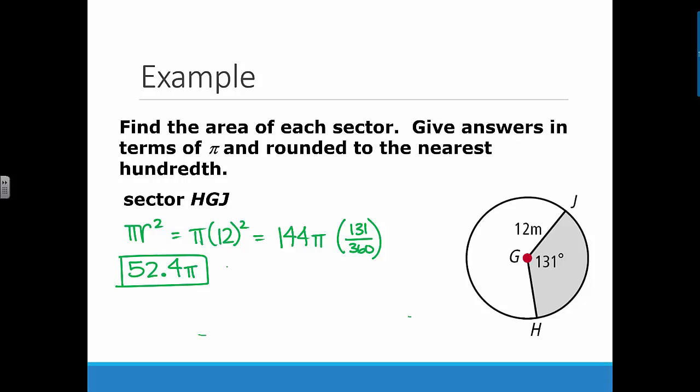And then the other one is they want us to type that into our calculator and round to the nearest hundredth. So if you type in 52.4 times pi, you end up with 164.62 meters squared. This should have meters squared on it as well. So there are two answers.